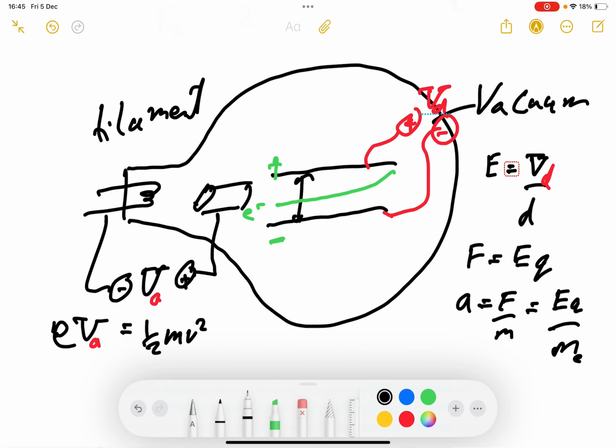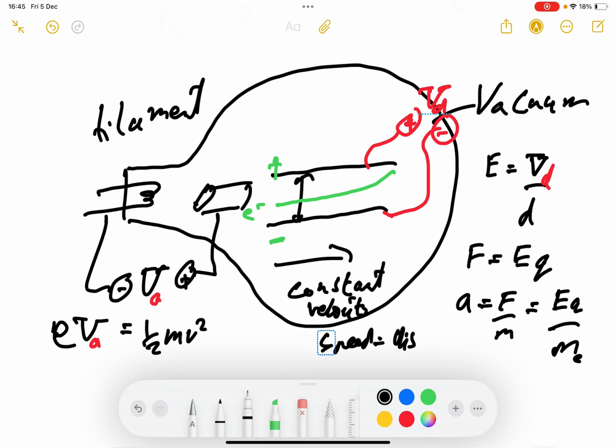So in this direction, parallel to the plates, it's got constant velocity, so we can work out how long it stays between the plates by doing speed equals distance over time. And then perpendicular to the plates, once we've got the acceleration, we can use SUVAT to see how much it's accelerated. Well, that was quite a lot, but probably better to try and hit most of the points.